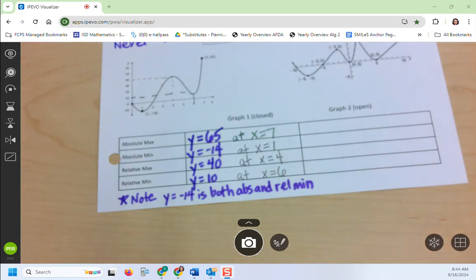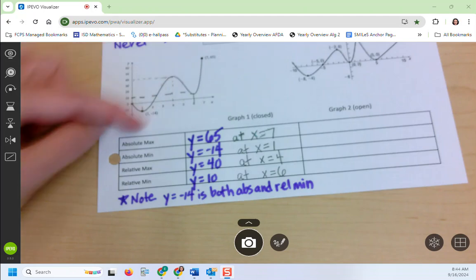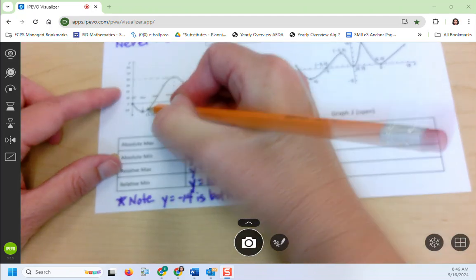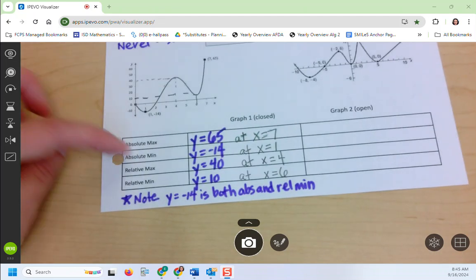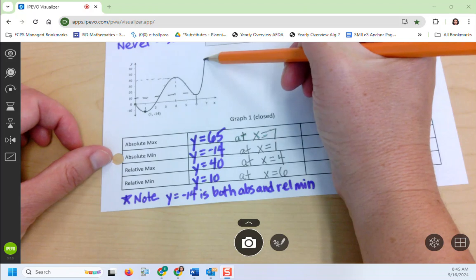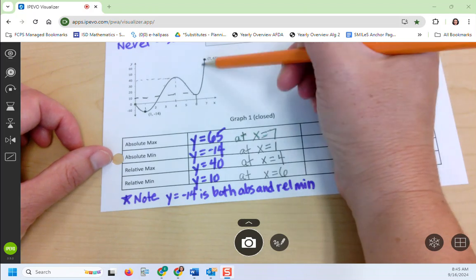Okay, so take a note. Y equals negative 14 is actually both an absolute and a relative minimum. It's the lowest thing on the whole graph, but it also has points that are higher than it on both sides. Just so you're not confused, because sometimes they'll say you can just count it as absolute, and sometimes they also want you to count it as relative. However, this point on the end is not also a relative maximum because it doesn't have any points on its right.